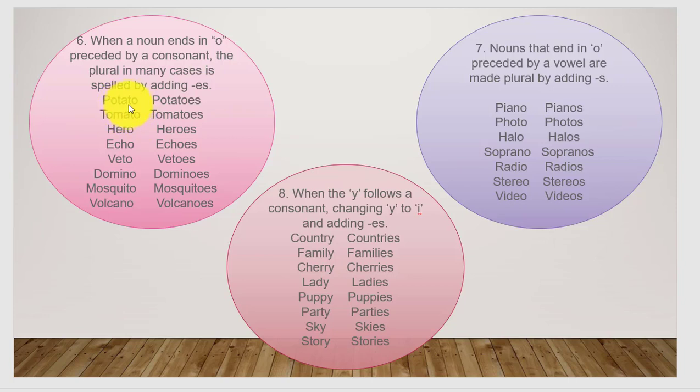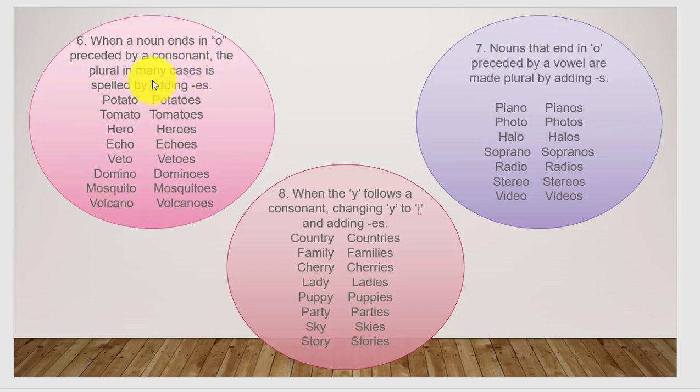So potato will become potatoes. You cannot add an s. Tomato, tomatoes. Hero, you cannot write only s over here. Heroes. Echo, echoes. Veto, vetoes. Domino, dominoes. Mosquito, mosquitoes. Volcano, volcanoes.